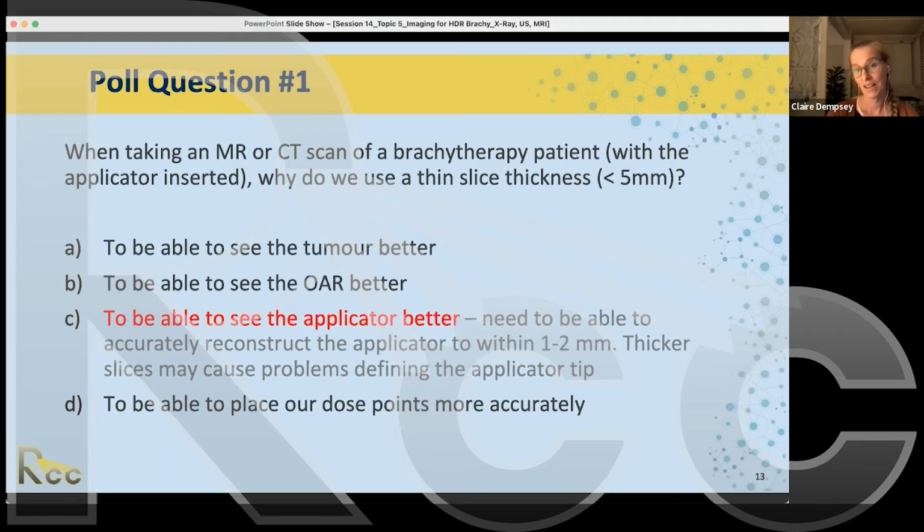Obviously, with a thinner slice thickness you can probably see the tumor and the organs at risk better, and place your dose points more accurately. But the main reason is about finding the tip of that applicator, particularly, for example, if you have interstitial needles with super small tips, where the dead space at the top of the needle might be only 2 or 3 millimeters. If you're 5 millimeters off from the tip, your first dwell position is going to be 7 or 8 millimeters away, which means you could be missing some of the tumor that you need to cover. So that was the answer to that one.